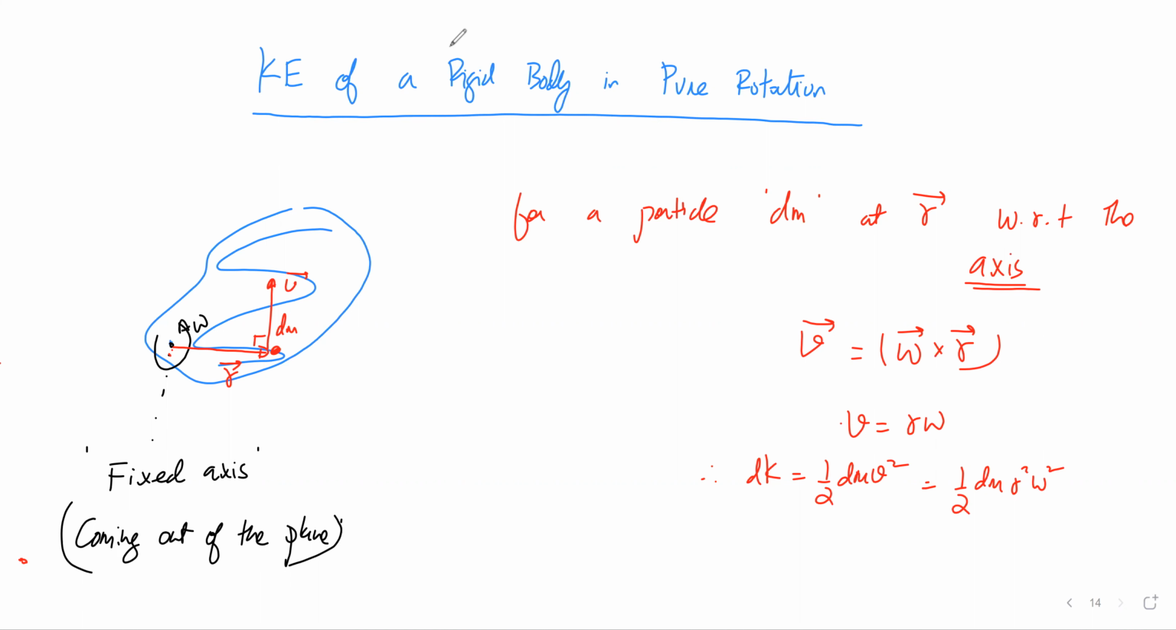Sir, I have a doubt. How did you get the magnitude of v as r omega? I didn't get how we got the magnitude of v as r omega. Just a moment, beta. Again, please.